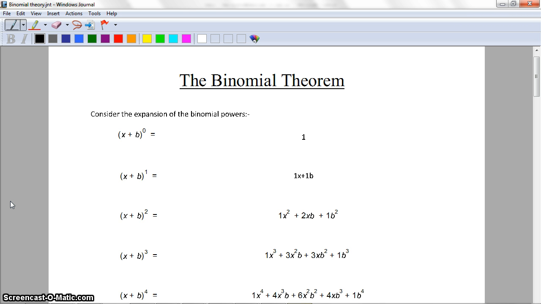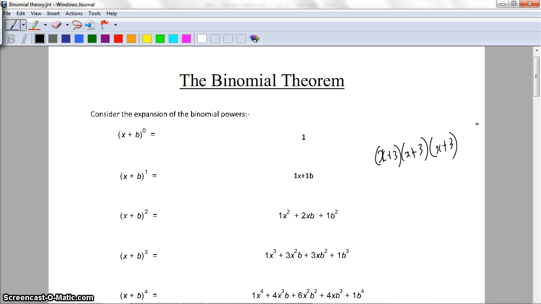We're going to consider the expansion of the binomial powers. So (x + b), where b is just some random number, to the power of 0 is just 1. (x + b) to the power of 1 is 1x + 1b. So on and so forth until you get down to the cube, where you have to do (x + 3) times (x + 3), do the expansion of that one using FOIL, and then do all of that times (x + 3). It can be quite long and tedious, but that's how we would do it.